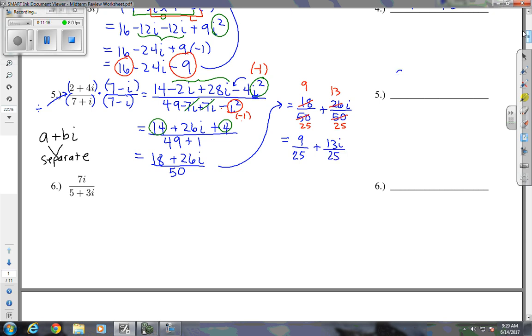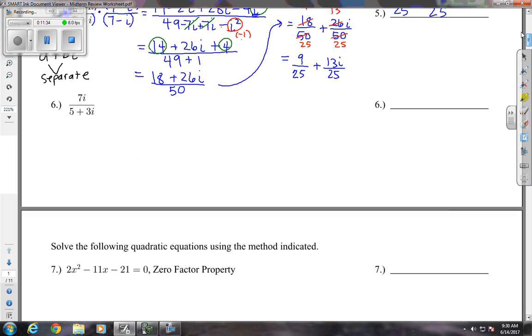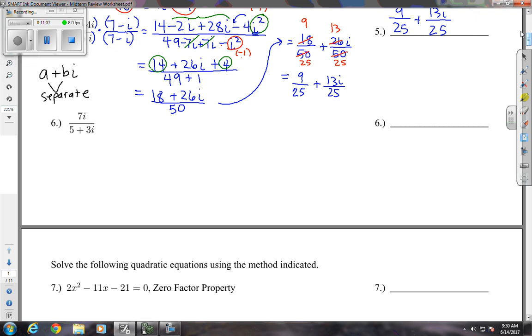Now, the i can either go in the middle of the fraction or on the top. Just be very clear that it's not in the bottom. Okay, let's work on one more problem dealing with complex numbers. Number 6, we have the same operation, and that is division. So our goal is to rationalize the denominator. And to rationalize the denominator, we multiply the top and the bottom by the complex conjugate of the denominator.